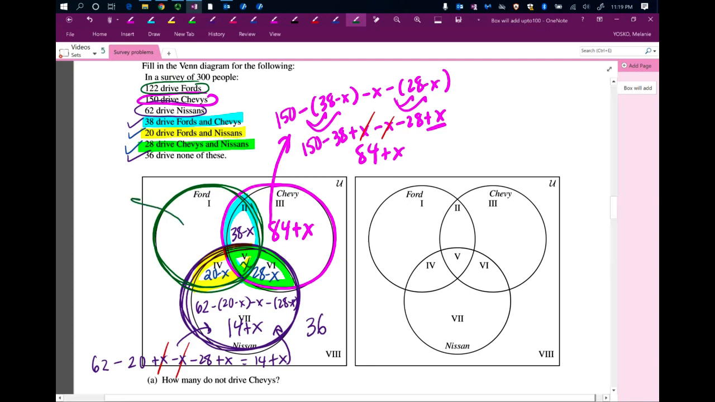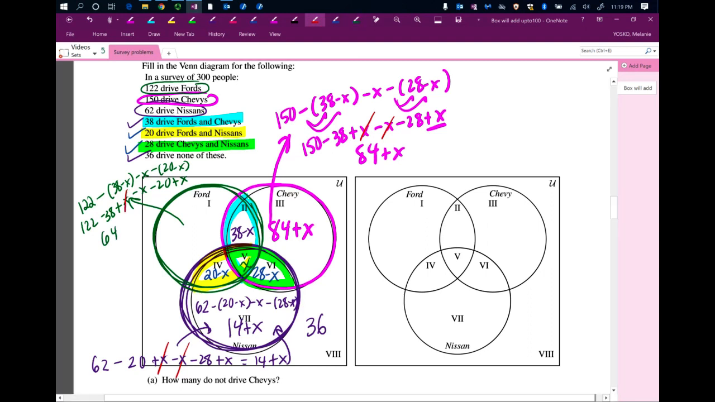So again, I'm just going to come over here and do some scratch. So I'm going to have 122 minus the 3 regions that are already labeled, right? So 122 minus 38 minus x, minus 20 minus x. And we're going to distribute as we did before. So 122 minus 38 plus x, minus 20 plus x. So we get 122, looks like minus 38 minus 20. Y'all check me. So it looks like this is a 64.